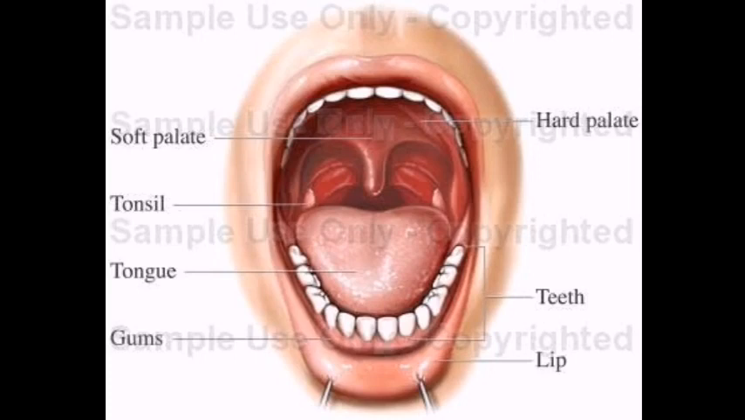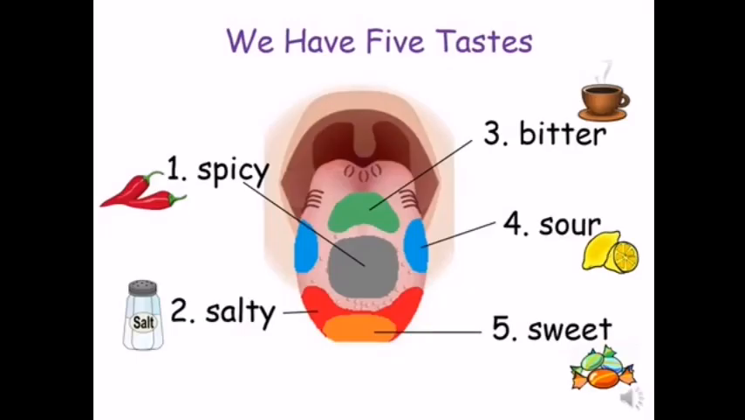Tongue is a muscular organ. It helps to mix the food with saliva inside the mouth by its movement. It contains taste buds by which we can taste the food. We can find the position of taste buds on the tongue for detecting different tastes from this picture. You can see some colored regions on the tongue, no?